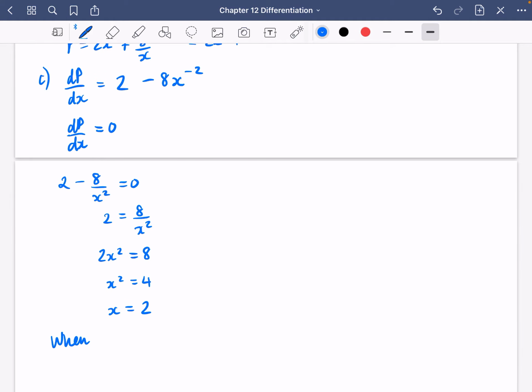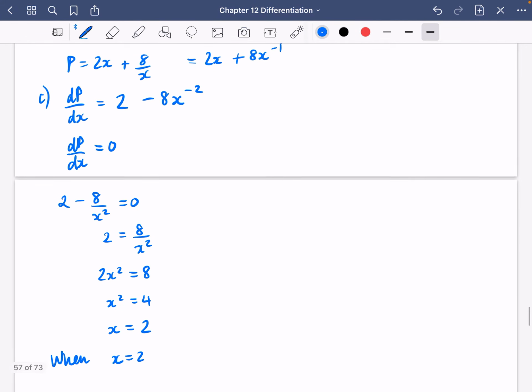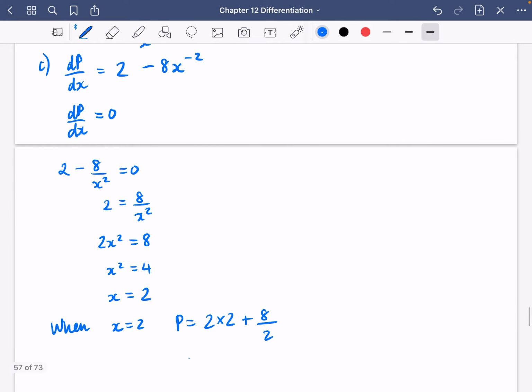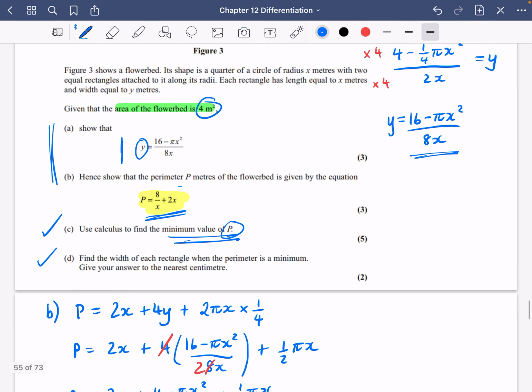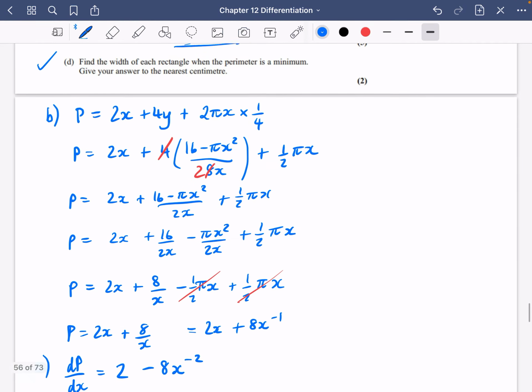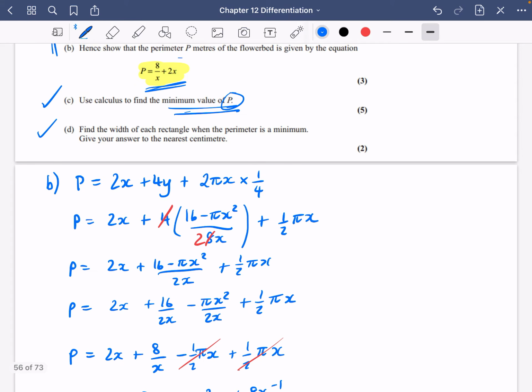So when x is equal to 2, p is equal to 2 times 2, that's 2x, plus 8 divided by x, plus 8 divided by 2. Make sure that you're subbing it into this one and not into the gradient function. We're trying to find out the perimeter, not dp by dx. So the perimeter is going to be 4 plus 4, which is equal to 8. And I'm just going to check the units of this question. It's all in meters. So the perimeter is 8 meters.